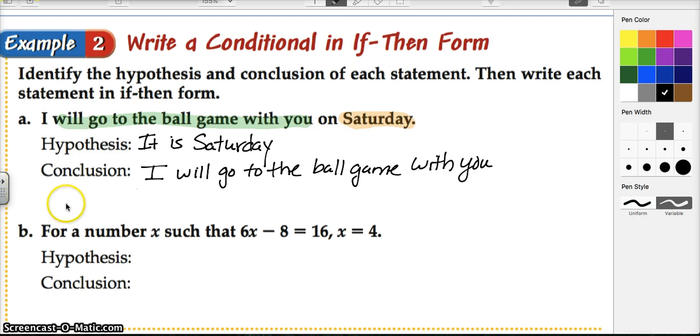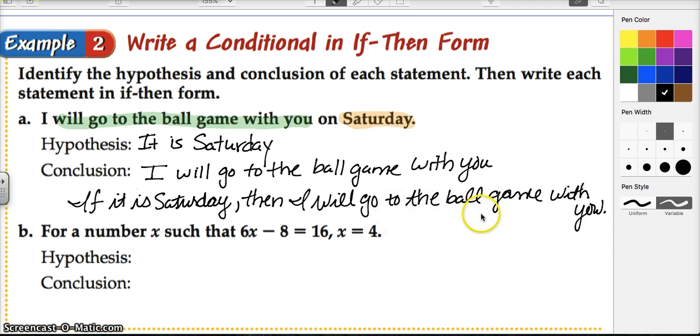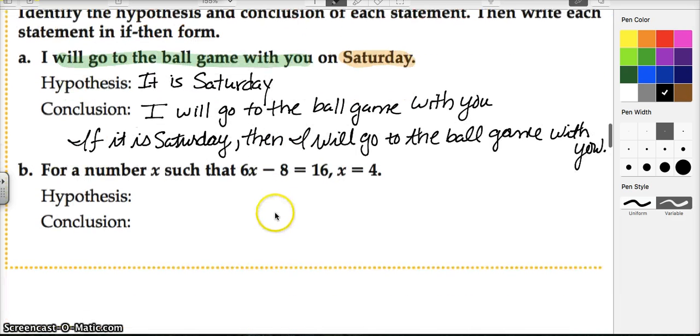All right, so now we're going to write it in the if-then form. And so we do what we know to do. If it is Saturday, then I will go to the ball game with you. All right, and so that's basically what we have going on here.